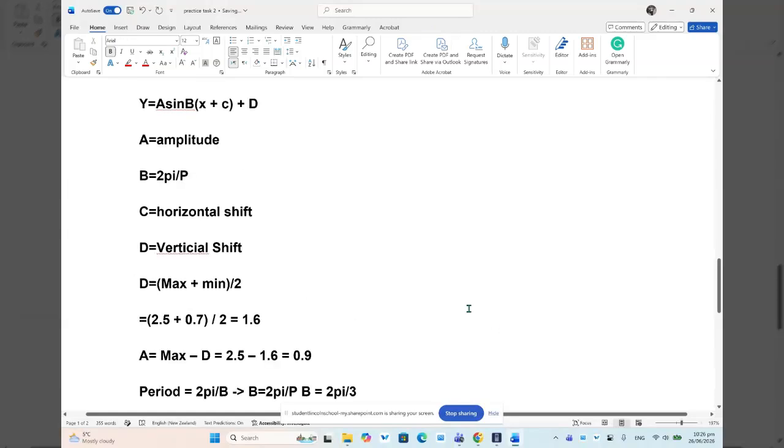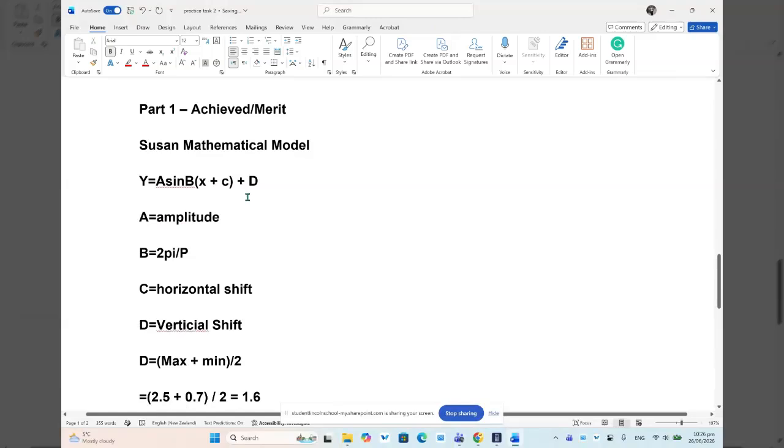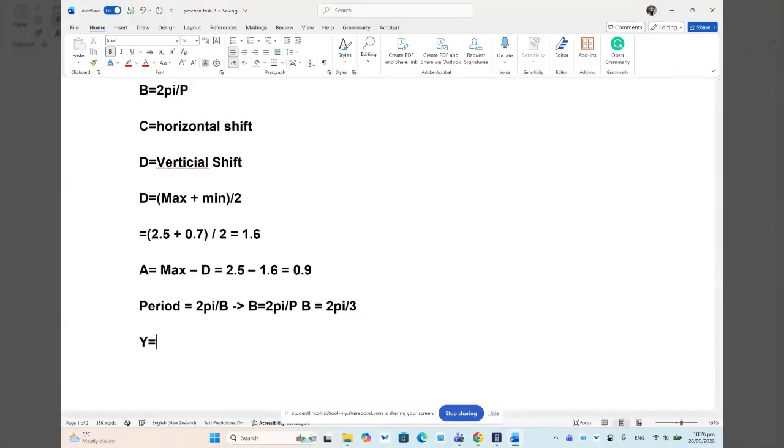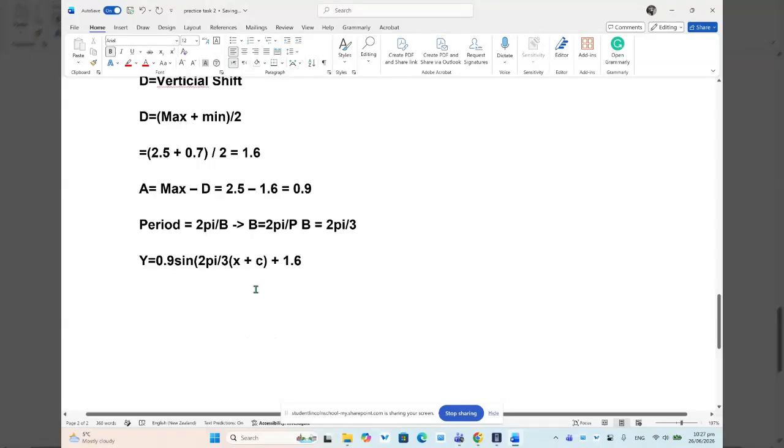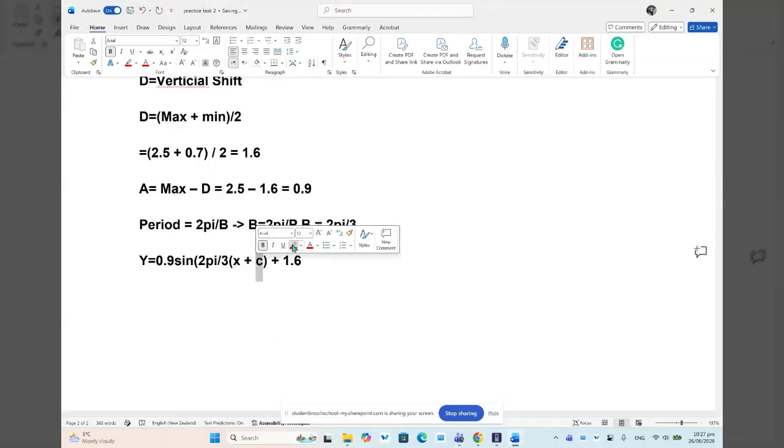Okay, so we have got almost our full equation. We just need to work out some other stuff. So we've got our amplitude of 0.9, and it's sine 2 pi divided by 3 x plus c, plus the 1.6. So now we just need to find this c value here, okay?